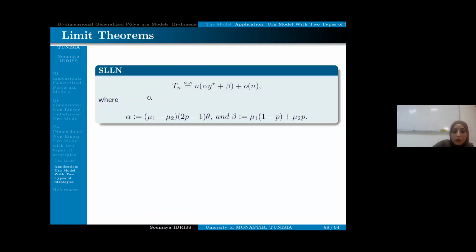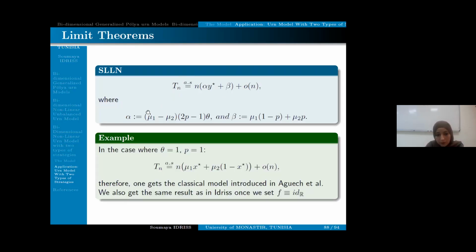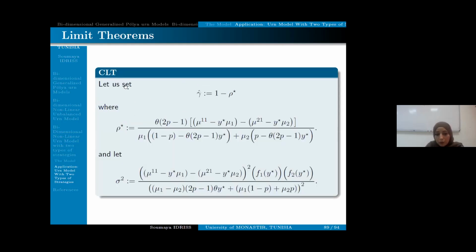Now we give the strong law of large numbers for the total number of balls. As you can see, Tn satisfies this almost sure estimate, where alpha and beta are given by these quantities. For example, if theta equals 1 and P equals 1, we retrieve the classic model introduced in Rafik Aguech et al. For the CLT, we set gamma hat equal to 1 minus rho star, where rho star is given, and sigma squared are given by these two quantities.